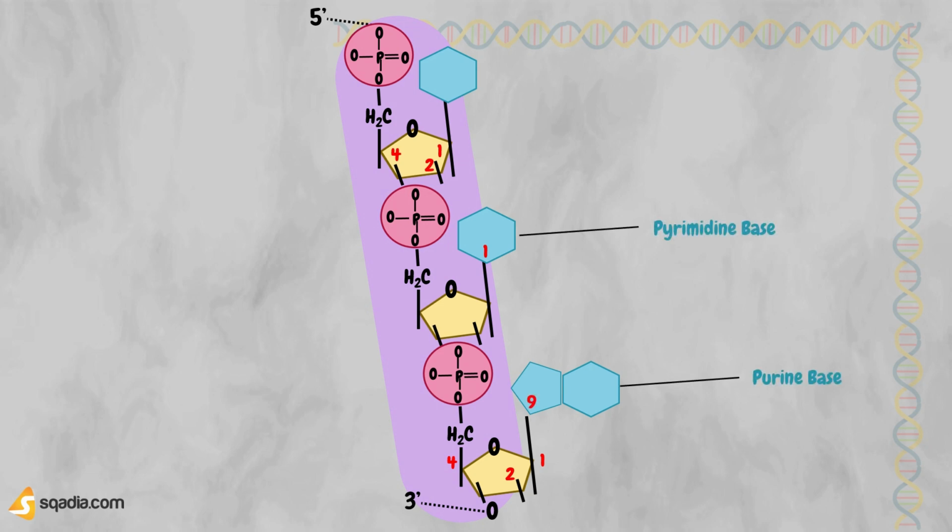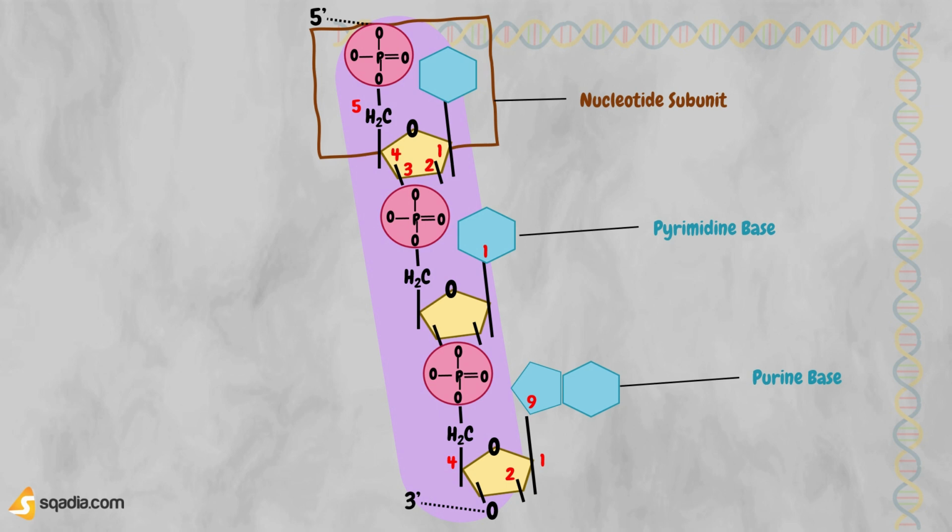The pentose sugar linked to a nitrogenous base is called a nucleoside. The sugar can be linked by its 5' or 3' carbon to a phosphate group. A nucleoside linked to a phosphate at the 5' carbon is a nucleotide. A polynucleotide is a long chain of nucleotides.